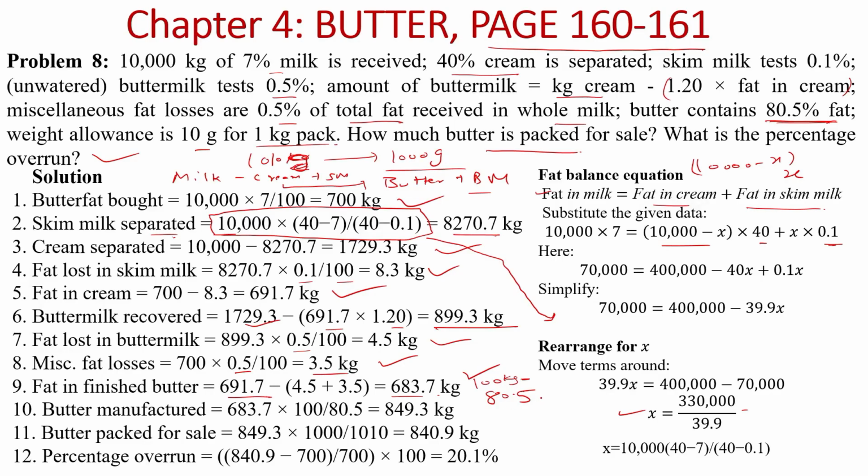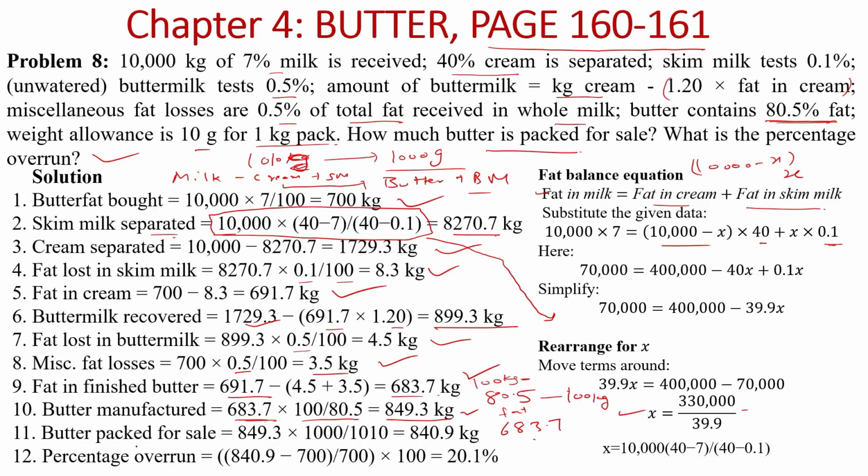So in 80.5 kg fat we have 100 kg butter. If we have 683.7 kg fat, then how much butter will we have? That is 100 divided by 80.5 into 683.7, which is equal to 849.3 kg.